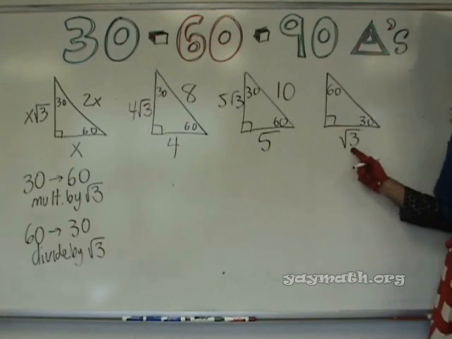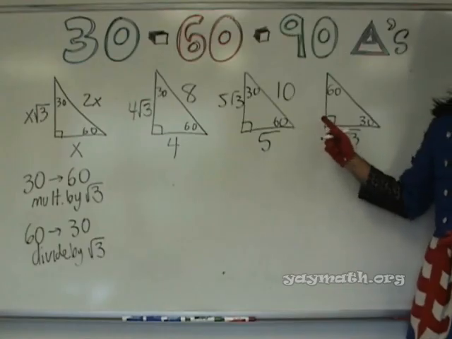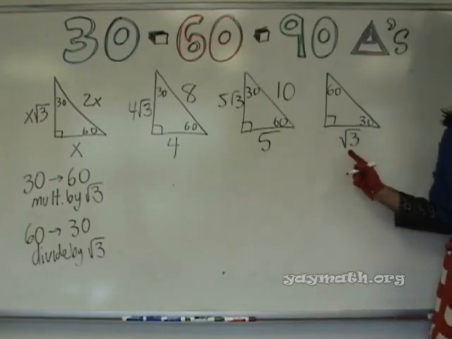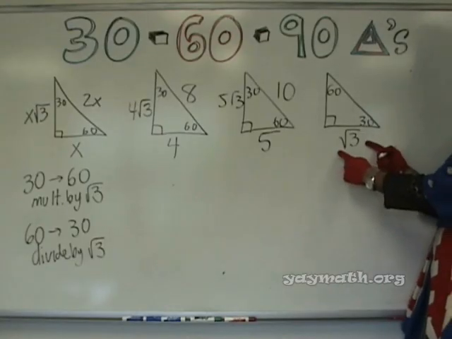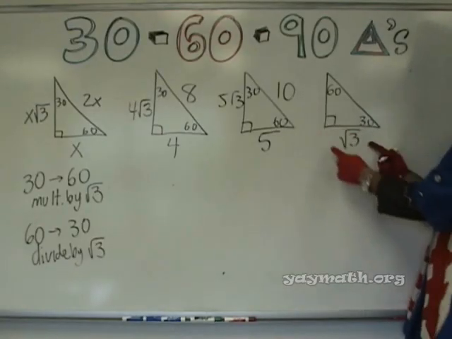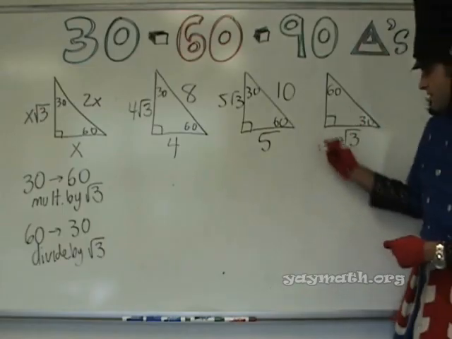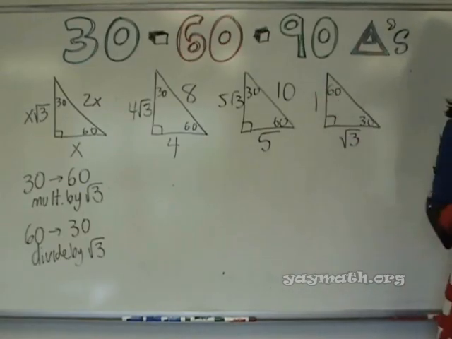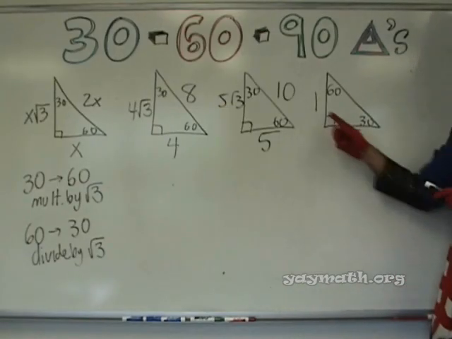So, how do we go? What's this divided by the square root of 3? Right, 1 over root 3. This is the 60 side, and we want to get to the 30 side, so we divide by the square root of 3. So it would be 1. Questions? We just divided this by the square root of 3.